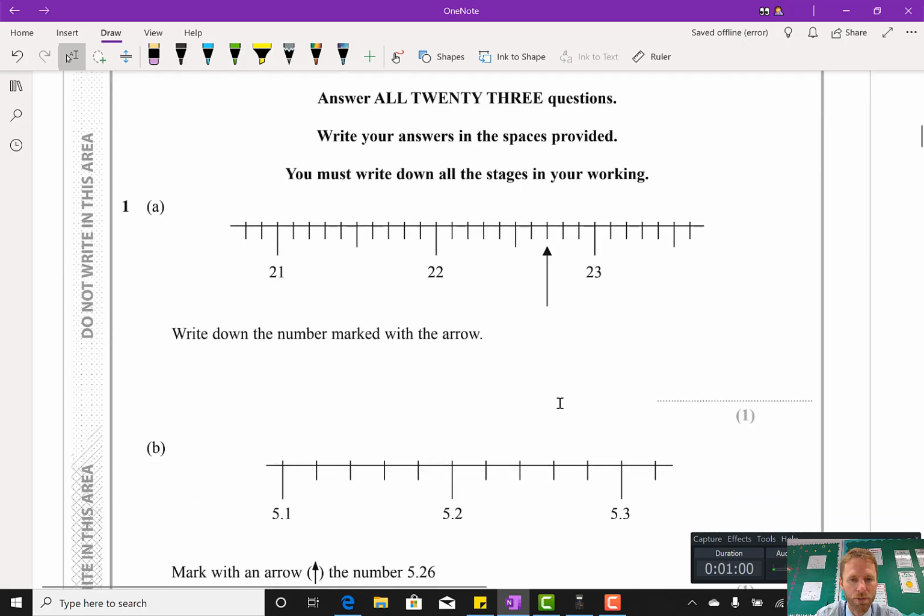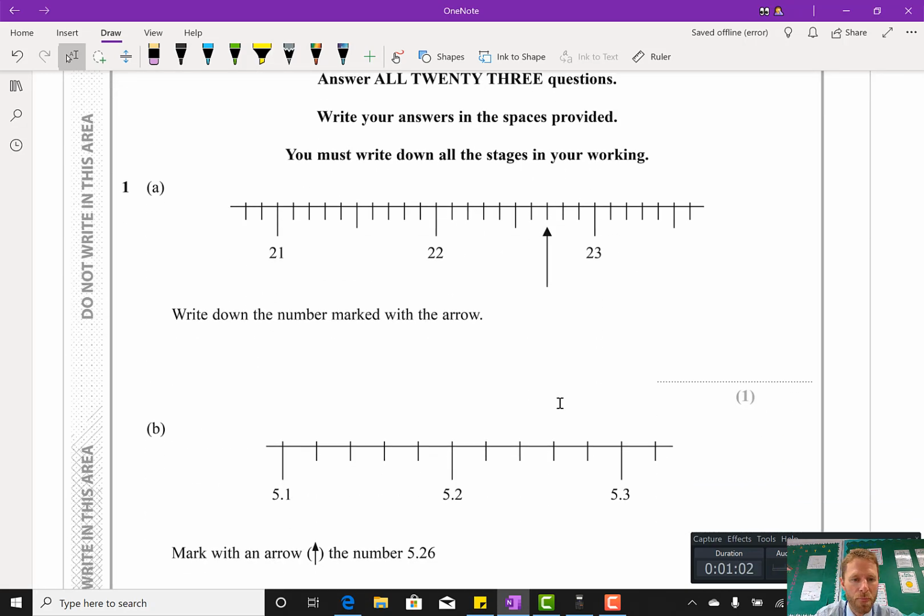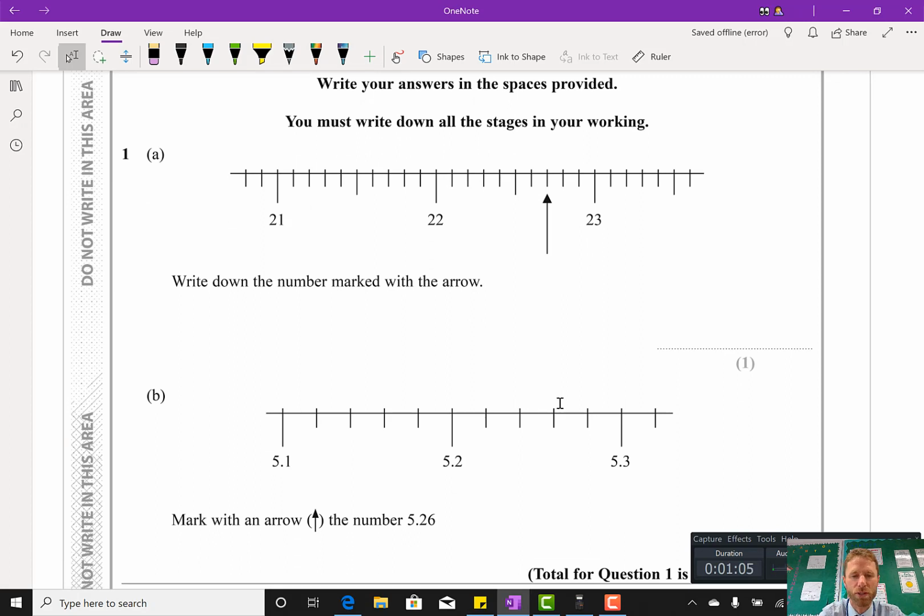So, first question. Write down the number marked with the arrow. It's just a case of looking at the scale and deciding what the scale is going up in, and clearly in this it is going up in tenths. So the number marked with the arrow is going to be 22.7, as it is 1, 2, 3, 4, 5, 6, 7 along.